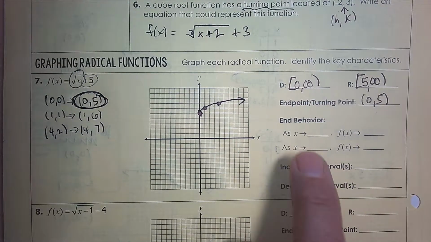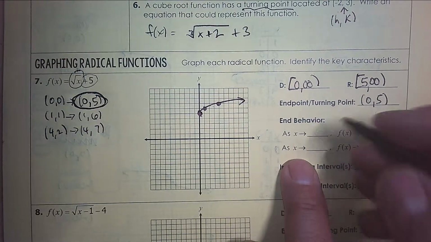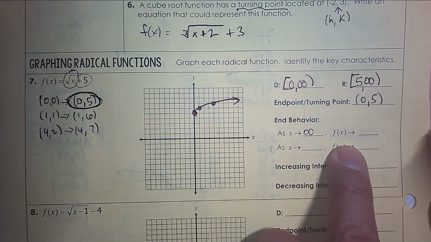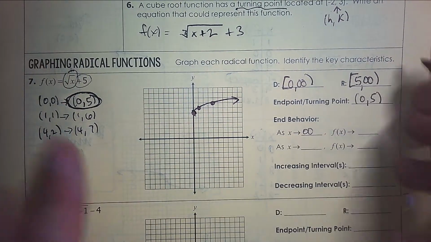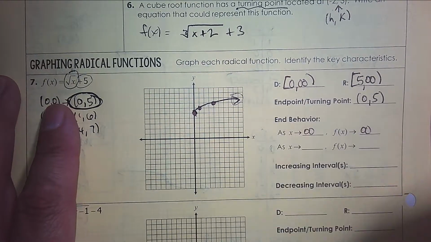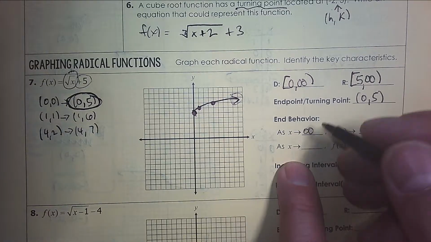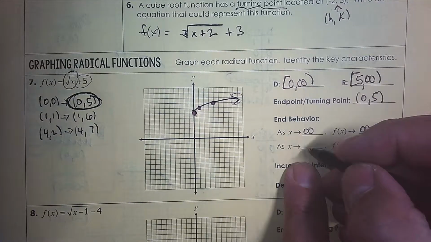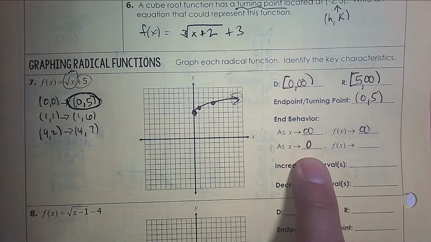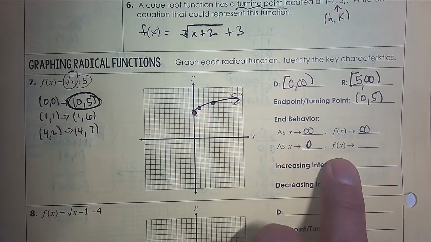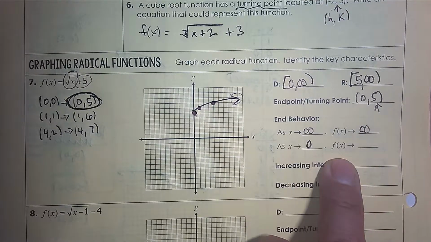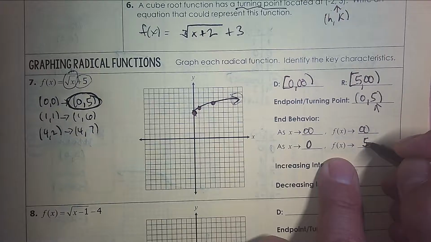Now, end behavior, remember this? As x approaches infinity, what does f of x approach? Where is this going? Exactly. Slowly, but it's going up as it's going to the right. Now this one's going to be trickier because we're not going to negative infinity. Instead, what's the left end of my graph? And as x approaches 0, what does the function approach? And it comes from the starting point. The function approaches 5.